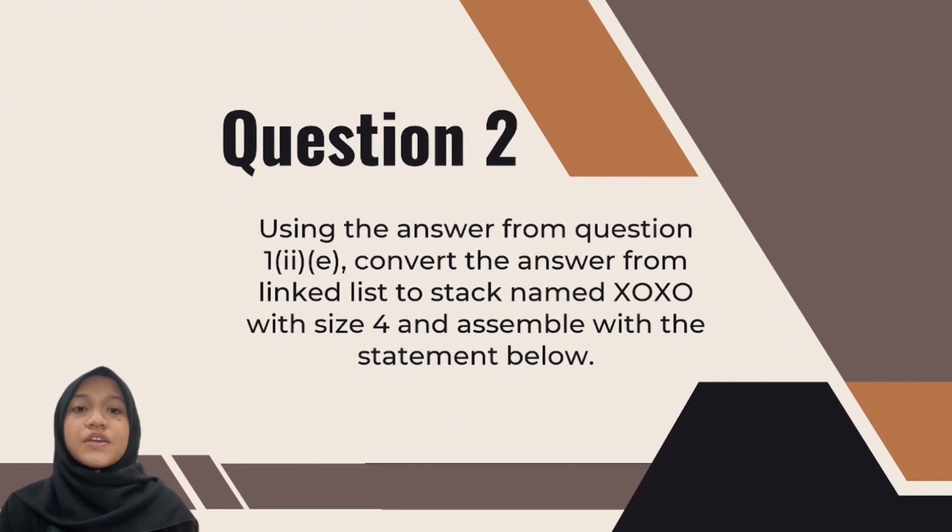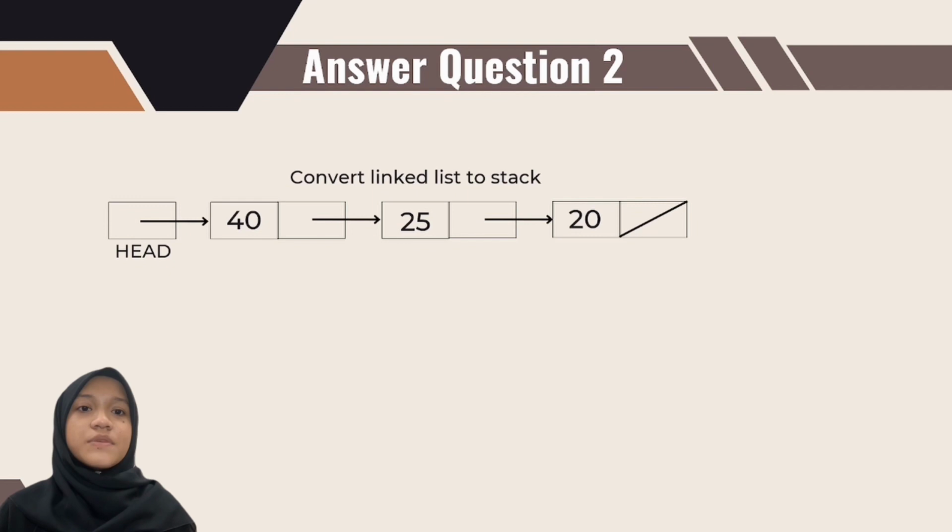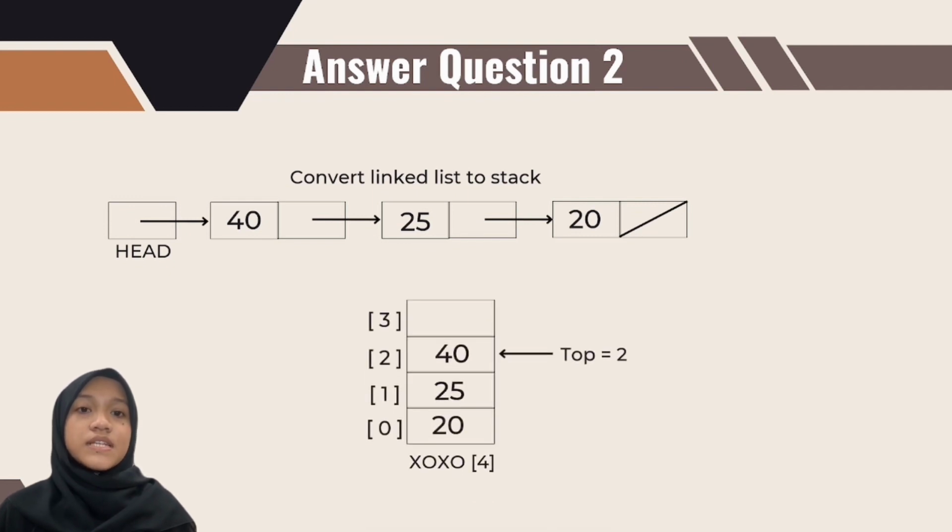Question 2. Using the answer from question 1 Roman E, convert the answer from linked list to a stack named XOXO with size 4 and assemble with the statements below. Okay, firstly, we need to convert from linked list to stack. Based on the linked list, we need to insert 20 first in the stack, then 25, then make the 40 at the top because 40 is the head in the linked list.